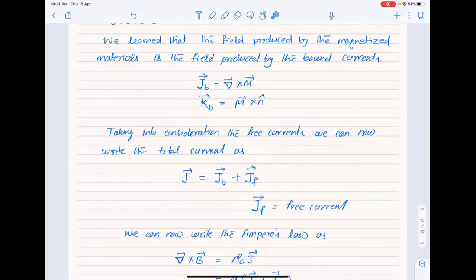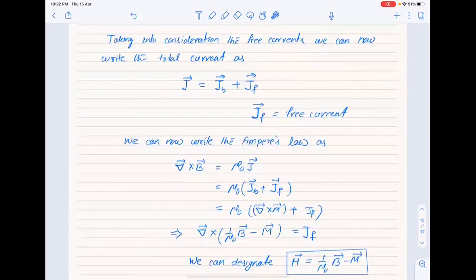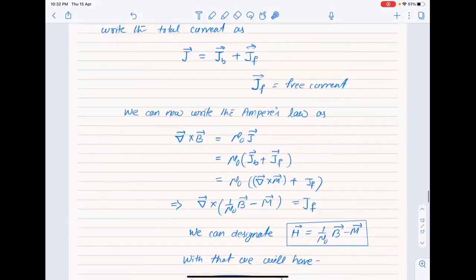Now, if you want to write Ampere's law, you know Ampere's law is del cross B equals mu 0 J, where J is the total current. But you know this J in magnetized material will have contributions, one from the bound current, one from the free current. So your Ampere's law now becomes del cross B equals mu 0 (J_B plus J_F). And you know J_B is nothing but del cross M, so you can rearrange, and what you will find is that Ampere's law becomes del cross (1 over mu 0 B minus M) equal to J_F.